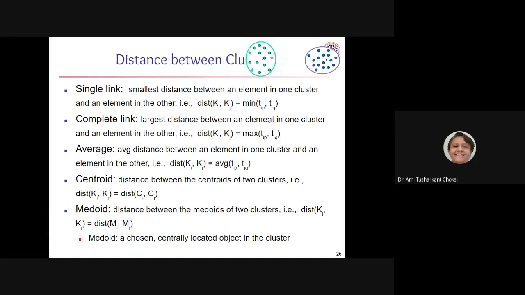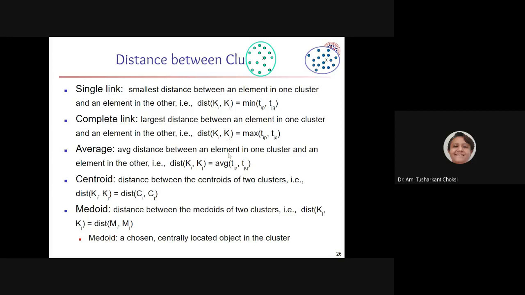Say P and Q are the points, to find the distances. That is what we are representing here. For complete link, we say the largest distance between an element in one cluster and an element in the other, the reverse of the first one, where we said the smallest distance between an element in one cluster and an element in the other.